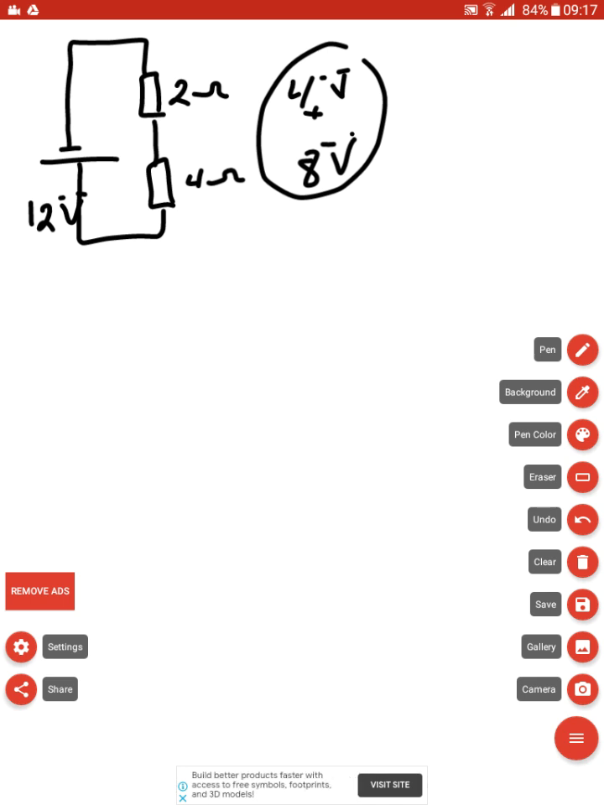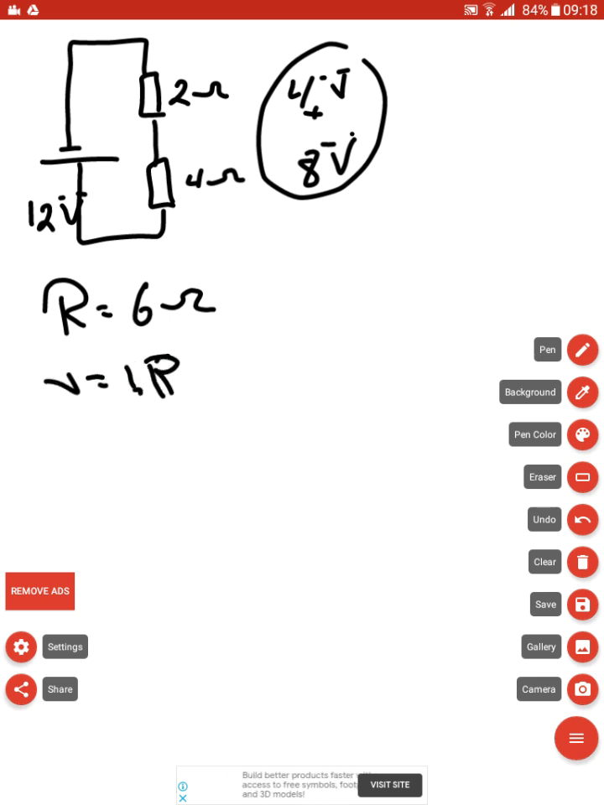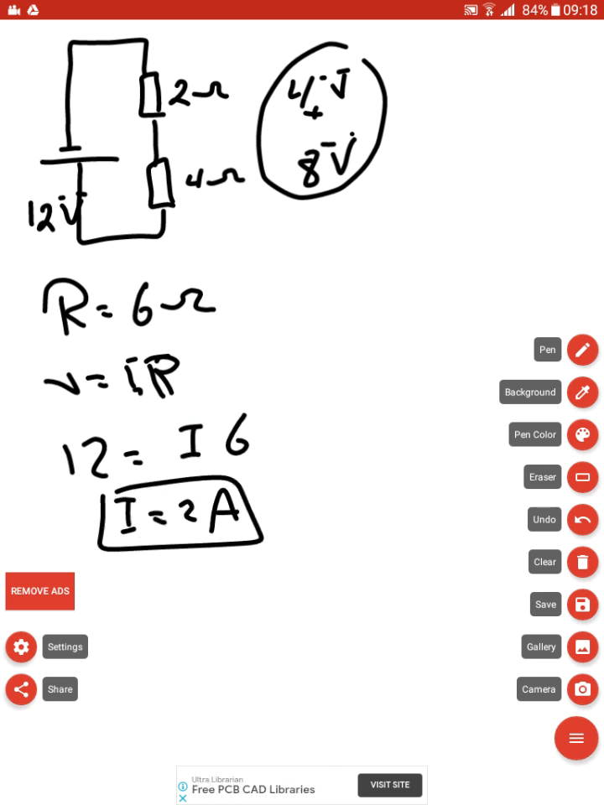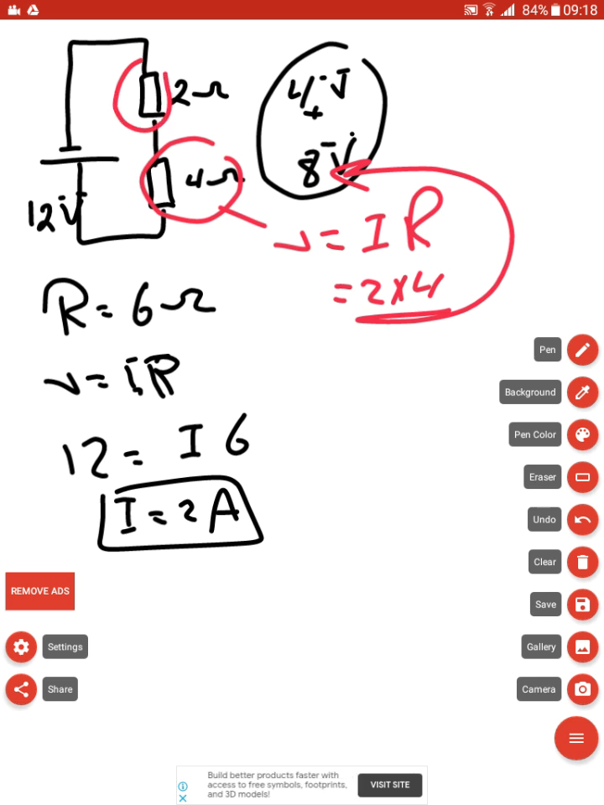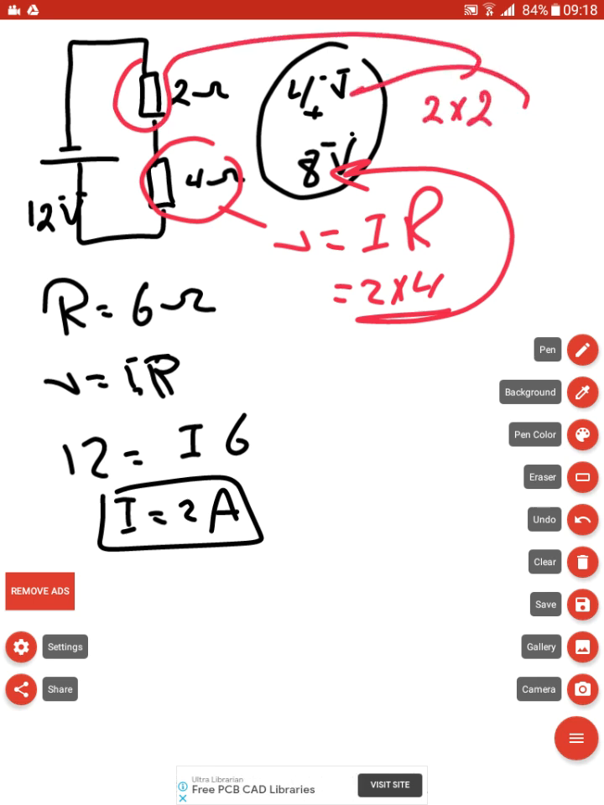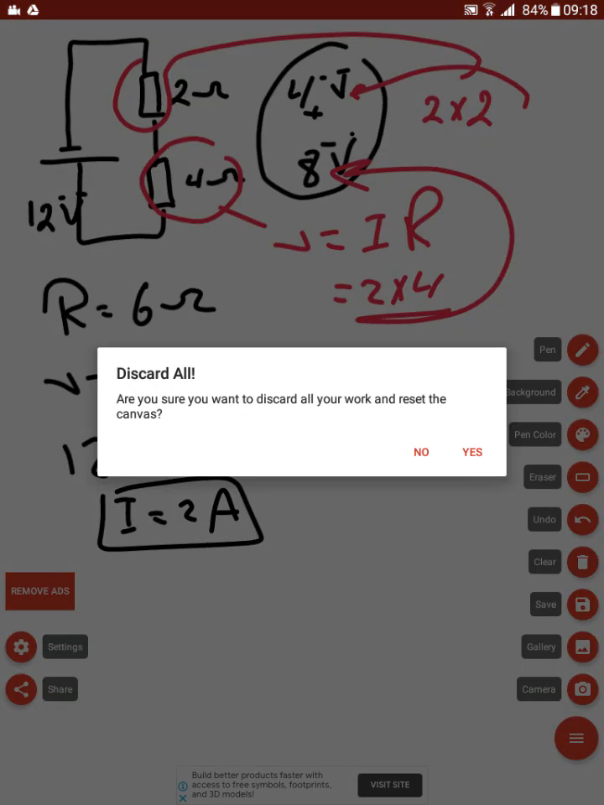Let's try to solve this. We have a total resistance of 6 ohm because these are connected in series. V equals I multiplied by R. The voltage is 12, the total resistance is 6, so the current is 2 ampere. Here the voltage across this resistor is V equals IR, which is 4 multiplied by 2, which is 8 volts, and here the voltage equals the current, which is 2 multiplied by 2, which is 4 volts. So it is the simplest way to have a potential divider.